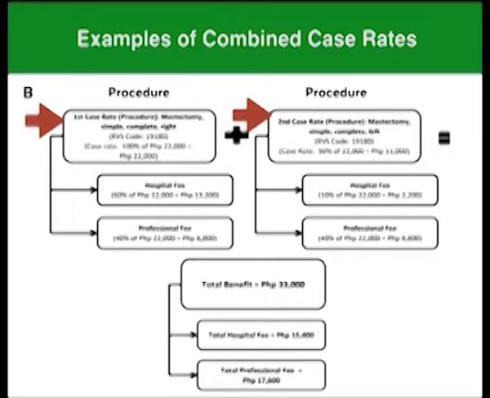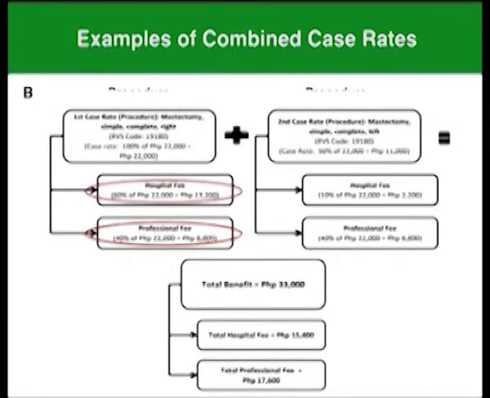Example B shows a procedure, simple mastectomy right, as the first case rate and a procedure, simple mastectomy left, as the second case rate. The healthcare provider and health facility will be paid 100% of the total case rate for simple mastectomy right, that amounts to 22,000 pesos. 60% of the case rate for this procedure, or 13,200 pesos, will be the hospital fee, and 40% of the case rate, or 8,800 pesos, will be the professional fee.